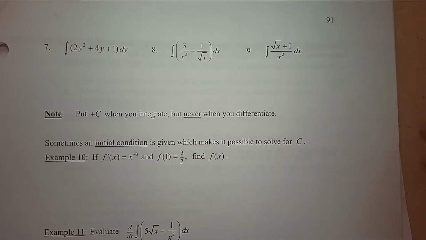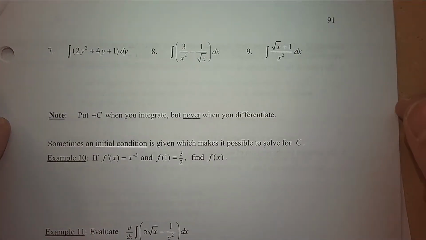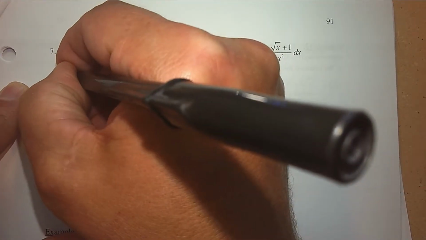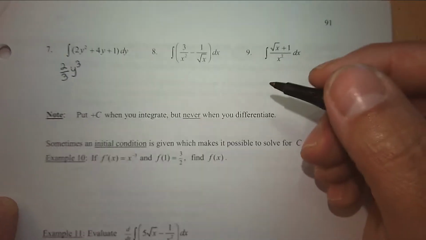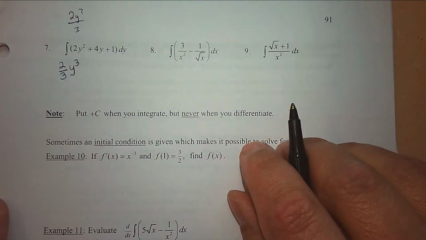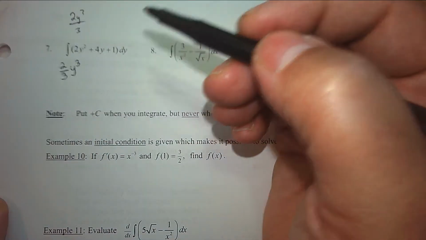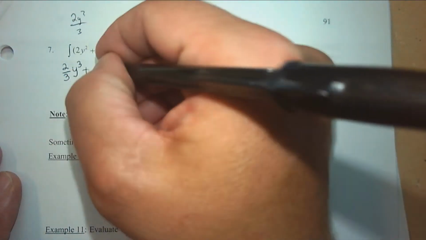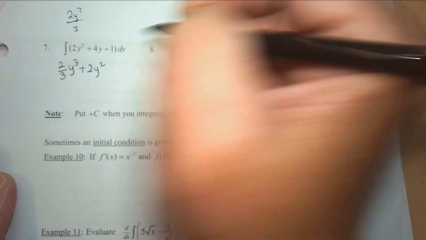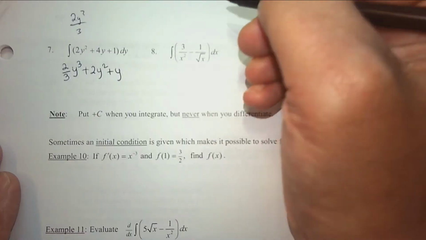So number 7, how would you integrate that? You would add 1 to the exponent, and then you divide. If there's a number there already, you just divide that number, right? So there's a 2, so it's going to be 2/3. Is it wrong to write that as 2y cubed over 3? No. Both are correct, right? So it's okay to write that. Next one would be y squared. And when you divide, what's 4 divided by 2? And the last one would just be the constant, and then the C.